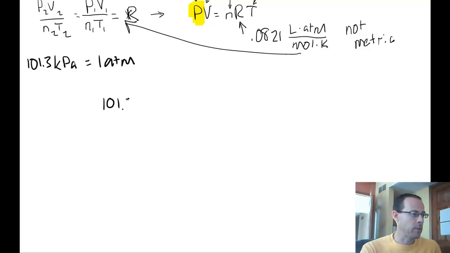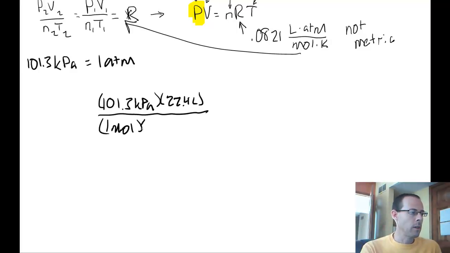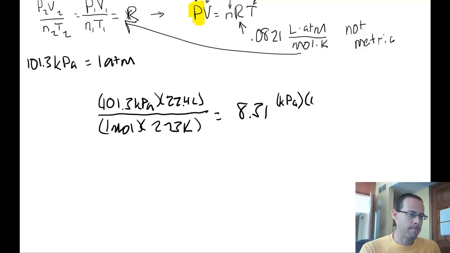So we're going to have 101.3 kilopascals times 22.4 liters. And all that's going to be divided by 1 mole times 273 Kelvin. And we do this math, we get 8.31. All right? And the units for this seem like they're going to be kilopascals times liters all over moles times Kelvin.